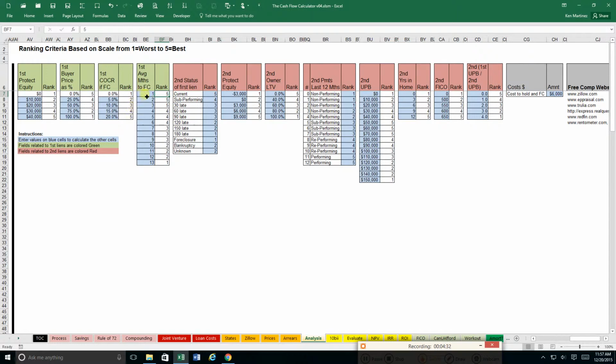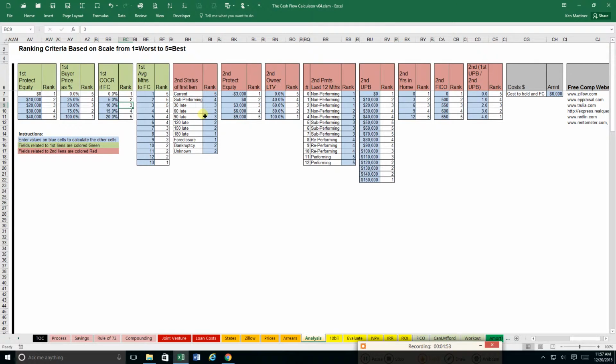Anyhow, so that's it for first liens. I've just given you 4 buckets. Again, you could have probably 50 buckets, but it would get really complicated, and these are your basic ones: sort of the state you're buying in, price, equity amount, and then sort of a worst case scenario on here.